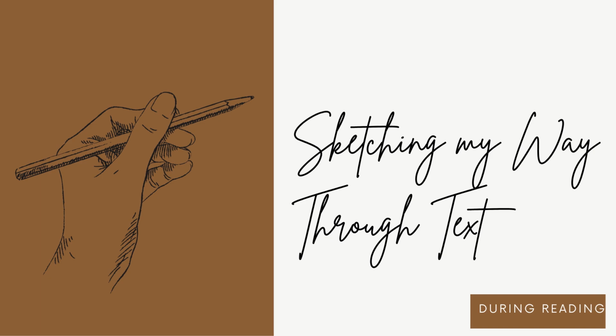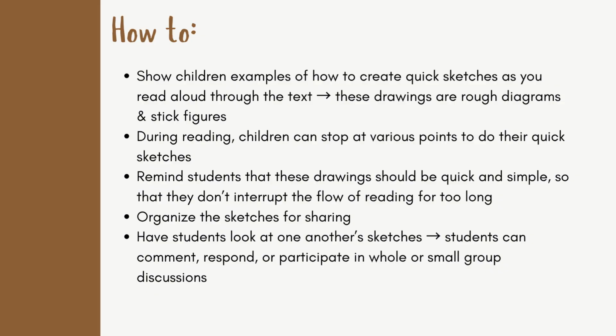This is the during reading strategy, sketching my way through text. So, how this works, we start by showing children examples of how to create quick sketches as you read aloud through the text. You want to show them how this is done, and the example that you show them should be super rough diagrams, stick figures, very simple drawings, so that they know that they are not expected to be super artistic or super detailed in their drawings, that it's supposed to be really quick, just kind of a rough idea of what they're thinking about.